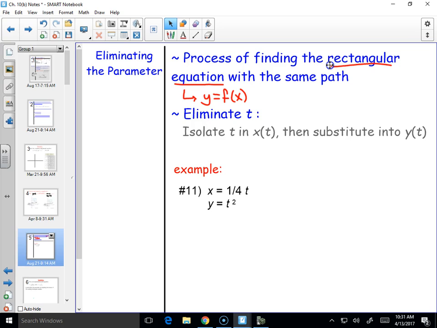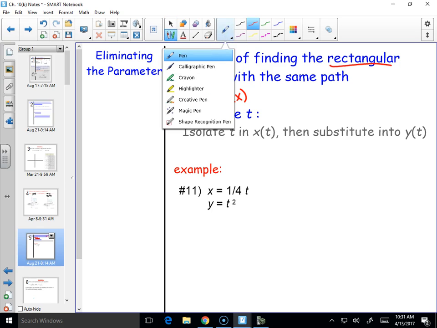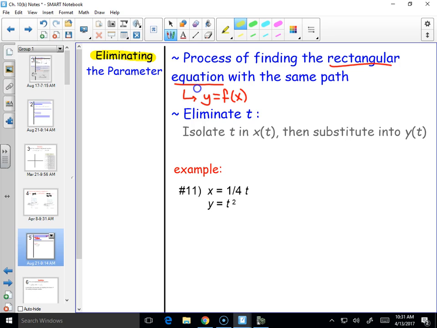If you are a highlighting kind of person, if I were you, I'd go ahead and get a highlighter and I would say to eliminate the parameter: solve for t and x, plug it into y. That's the process, that's the idea.